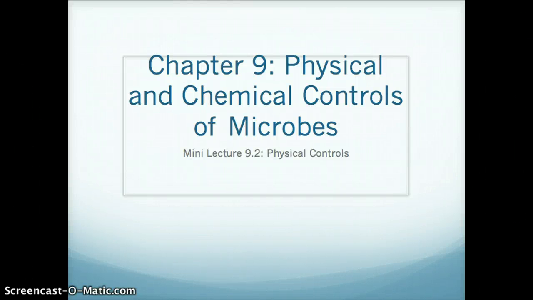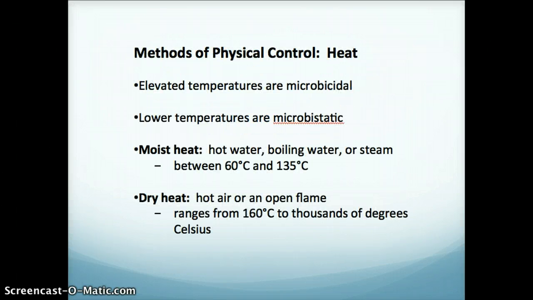Hi everyone. This is the second mini lecture in Chapter 9. We're covering physical and chemical controls of microbes. In this mini lecture, I'm going to go over a little bit of the physical controls that are used.